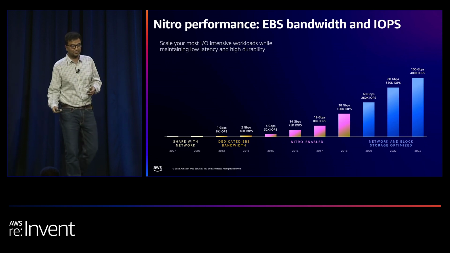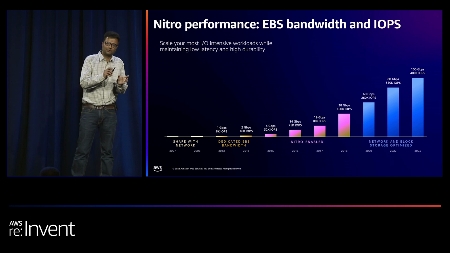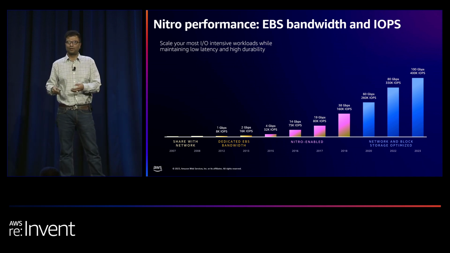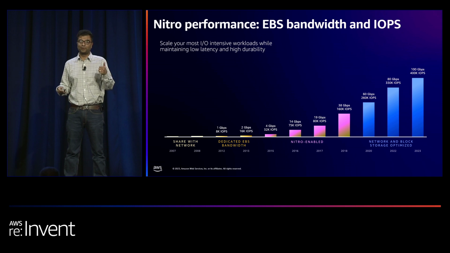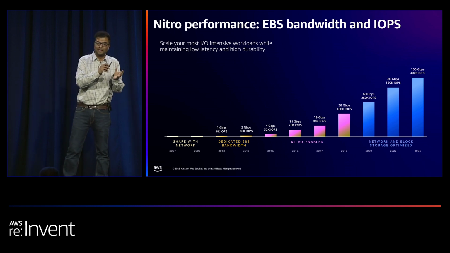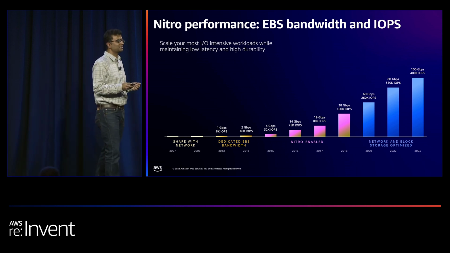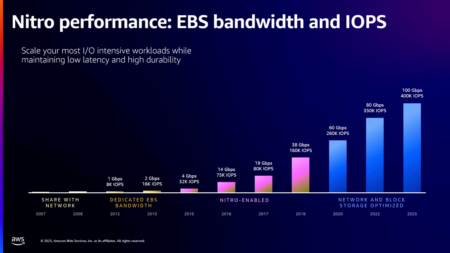Let's take a look at EBS bandwidth. Now, once our experiment related to offloading the networking functionalities to dedicated hardware was successful, the next thing we did in 2015 was, we offloaded the EBS related functionality to a dedicated card. So instantly, we were able to increase the EBS bandwidth from 2 Gbps to 4 Gbps, and we were even able to double the IOPS. And over the period of time, as we came up with the new versions of Nitro card, we have been able to scale and increase the EBS bandwidth.